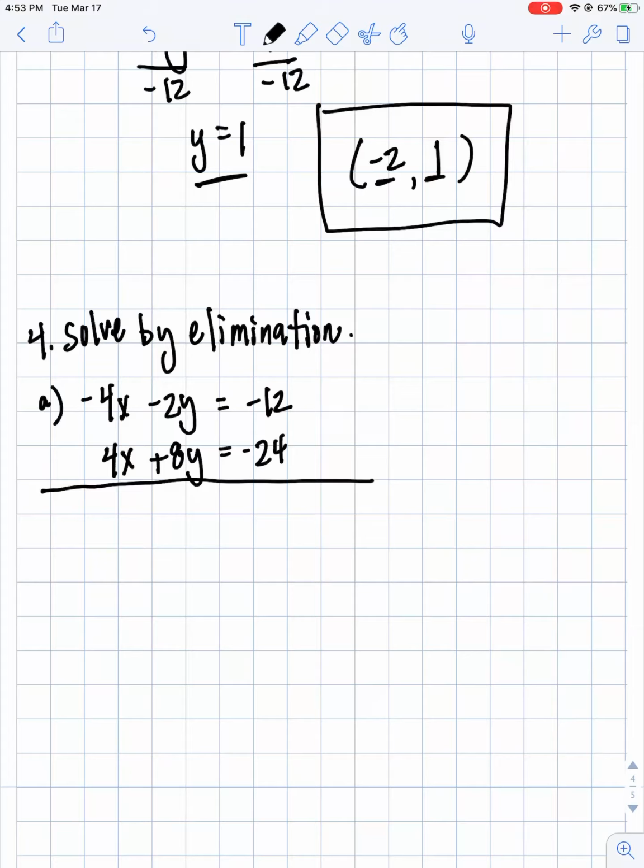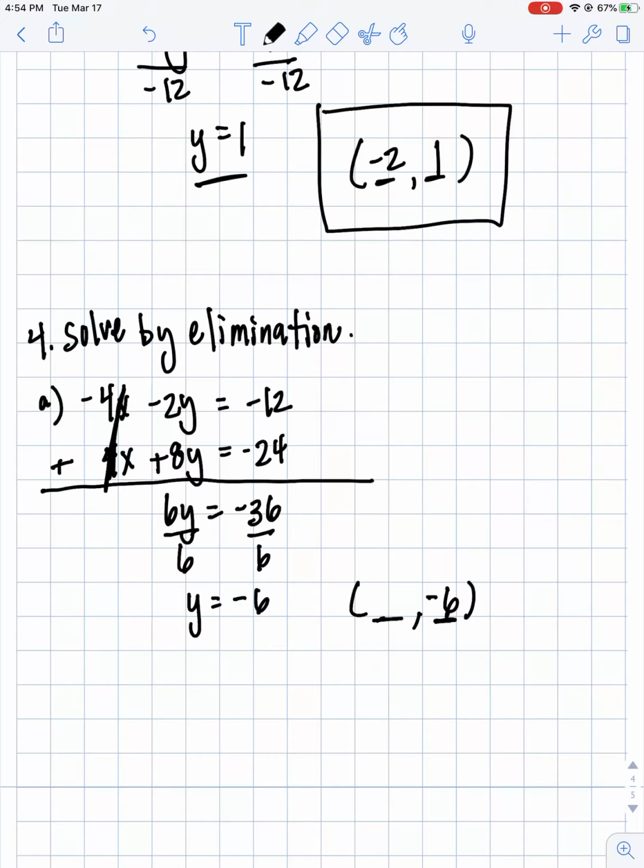Guys, if you were to combine these 2 equations, negative 4x plus 4x, these 2 things would cancel out. Negative 4x and a positive 4x eliminate because negative 4x plus 4x is 0x, and 0x is 0. So those are gone. Negative 2y plus 8y is 6y, and negative 12 plus a negative 24 is a negative 36. Well, guys, that's easy to solve. Divide by 6, divide by 6. Y equals negative 6.